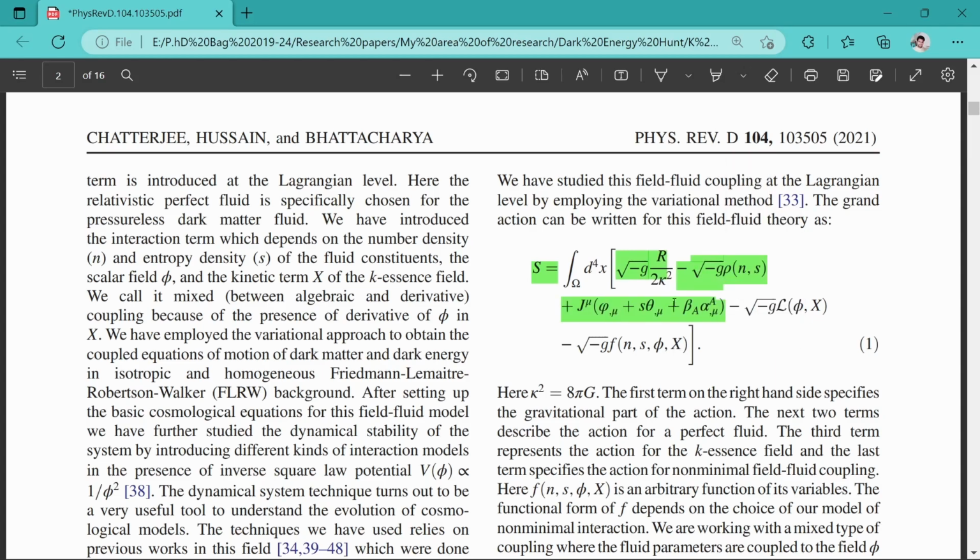This fluid action was first introduced by Brown. Here you can see the square root of minus g, where g is the metric, rho is the energy density, which depends on the number density and entropy, and J mu is the fluid current. Phi mu, theta mu, and alpha mu or beta a are Lagrangian multipliers, which are associated with physical quantities of the fluid, like I told you, the stress tensor, the shear components and all these things.